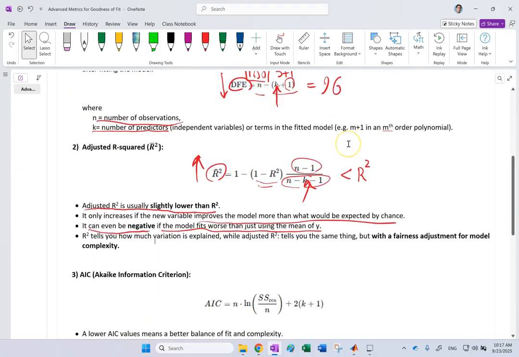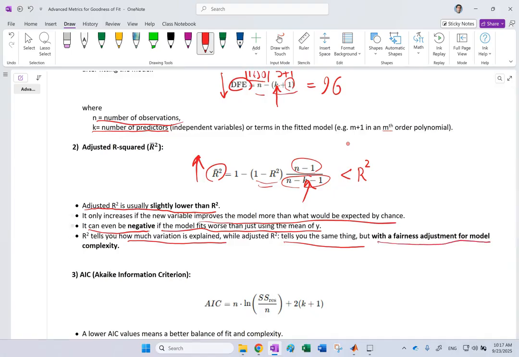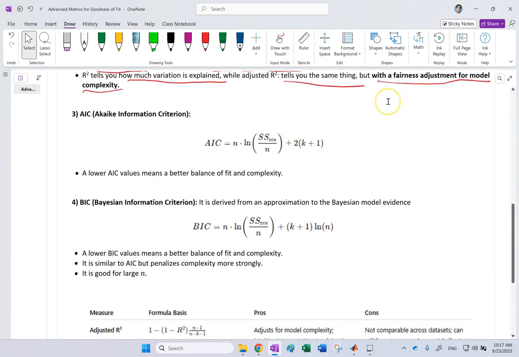So this is the good thing about the adjusted R squared. It tells you the same thing as R squared does, which is basically how much variation can be explained by the model, but it adds an adjustment for the model complexity to it. There are 2 other metrics that are not implemented in MATLAB, but I just want to mention them. One of them is called AIC, if I'm pronouncing it correctly. Yeah, it's a Japanese name, AIC, I assume the person who came up with this metric.